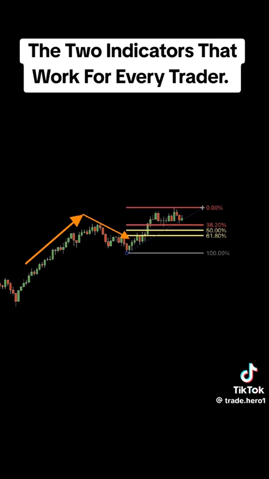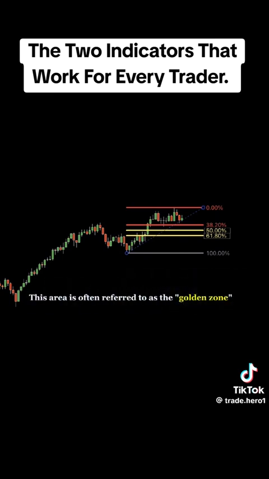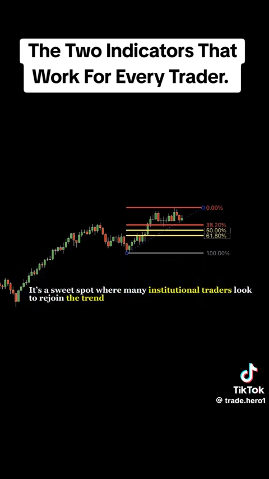As price starts to retrace, keep your eye on the zone between the 50% and 61.8% levels. This area is often referred to as the golden zone. Why is it important? Because this is where the market often finds support before continuing its move higher. It's a sweet spot where many institutional traders look to rejoin the trend.